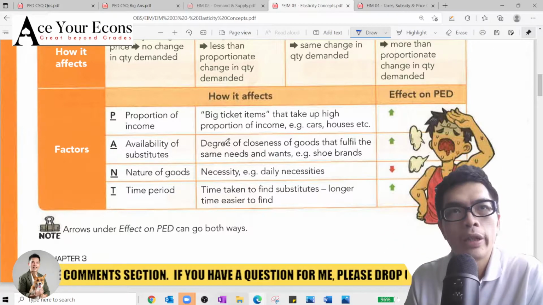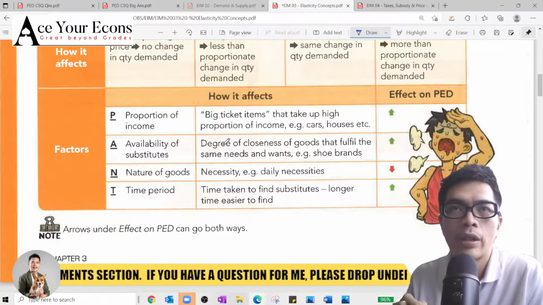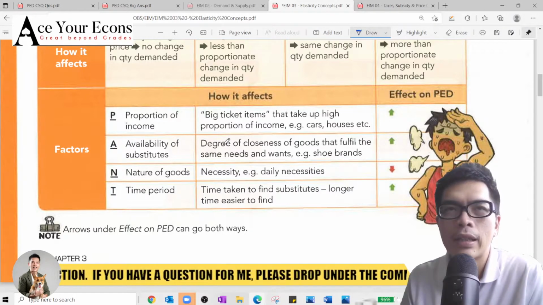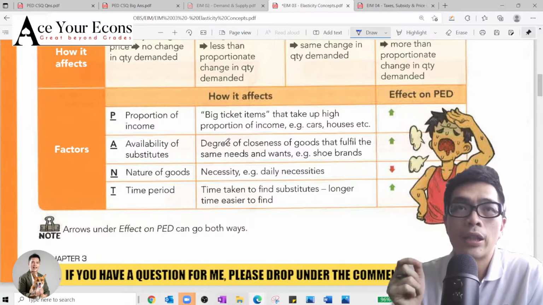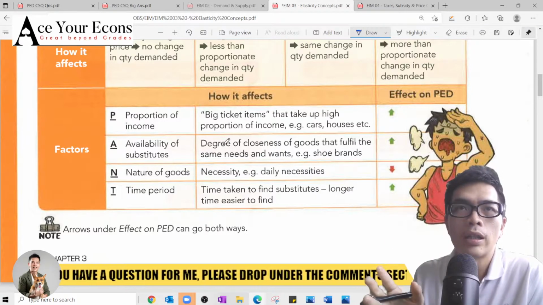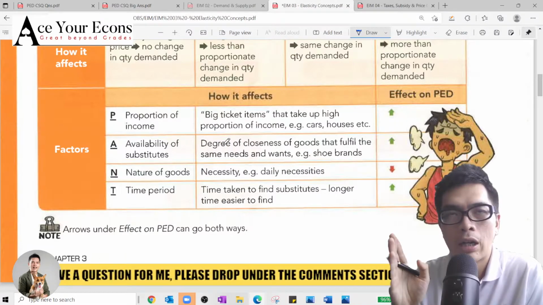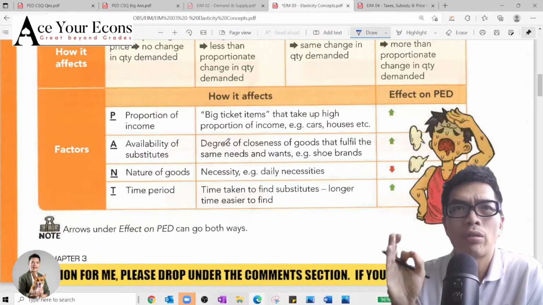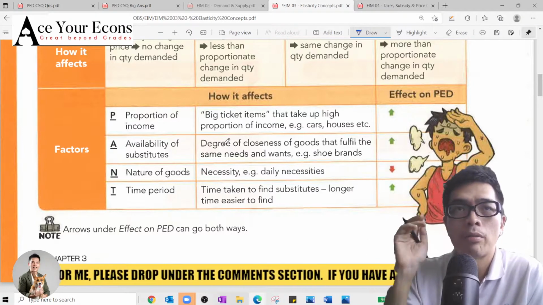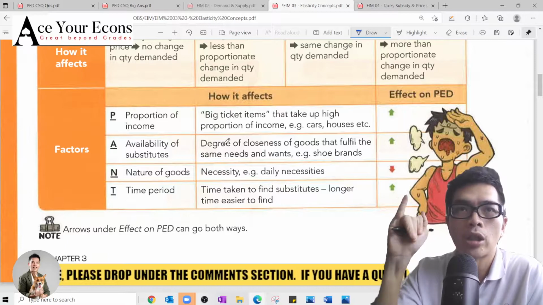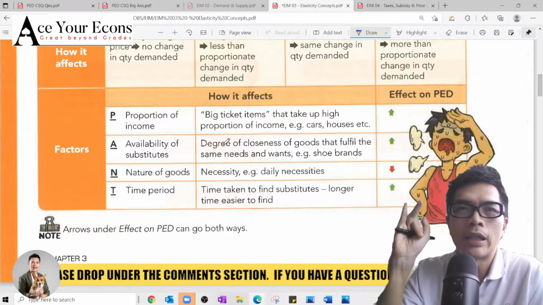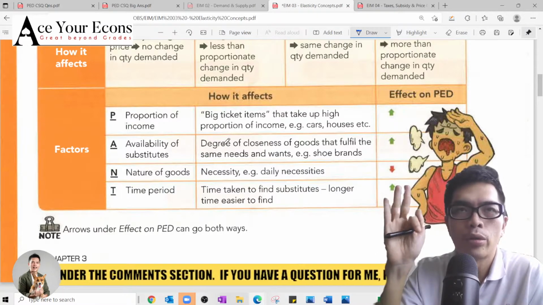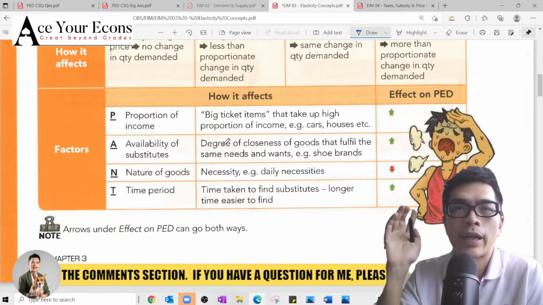Every time when I quiz my students, especially my second year students, they will tell me P-A-N-T, pen. But when I ask them P-A-N-T, none of them can tell me the determinants. So to be honest, I don't really care what your school uses. Down here, this is the best you can have already, and the closest for you to memorize. So remember, what are the four components? Proportion of income spent, availability and closeness of substitutes, degree of necessity or habitual good, time period. These are the four.